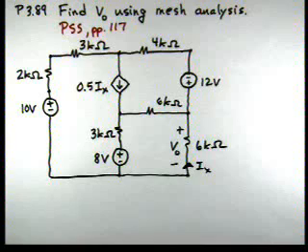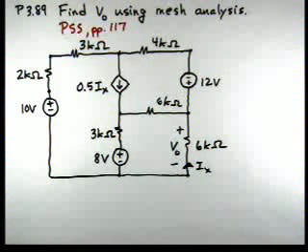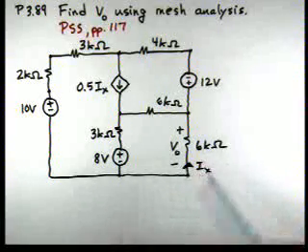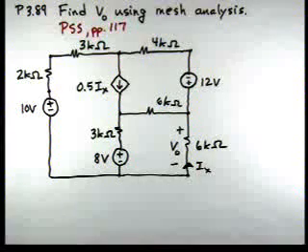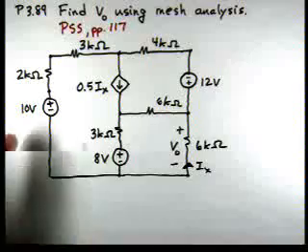Okay, here's the problem solving video for problem 3.89. It says find V0 using mesh analysis, and you'll notice this time we have a dependent current source, and you'll see where the dependent variable is. It's the current flowing in this 6K resistor in that direction. So we'll start off from our problem solving strategy on page 117.